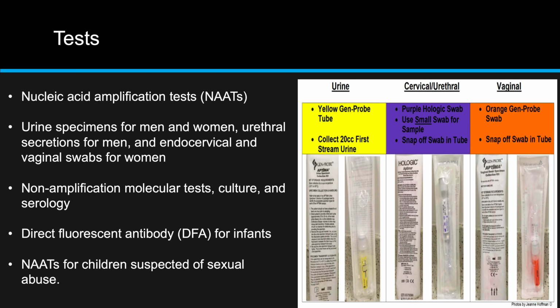In newborns that are suspected to have received the infection from their mother, it is recommended to use direct fluorescent antibody to test for it. For children suspected of sexual abuse, only Clinical Laboratory Improvement Amendments validated, FDA-cleared nucleic acid amplification tests should be used in this setting. All initial positive tests require confirmatory testing. Other tests are not recommended in this setting because of poor specificity.